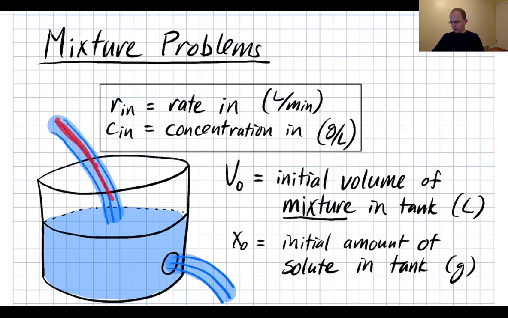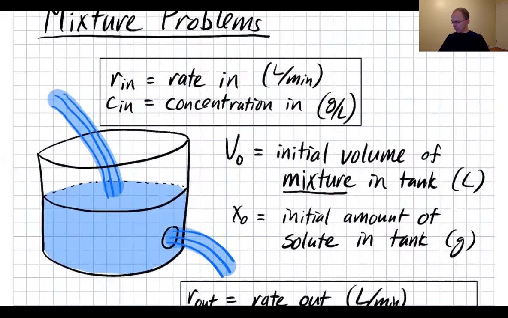So we have some salt water coming in here with a certain concentration, which is given by this concentration in. And the rate at which this mixture is flowing in is given by R in, which is the rate of the mixture flowing into the tank. And what are the units for that? That would be volume per time. So for example, liters per minute.